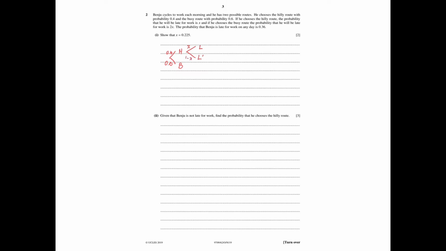Likewise for the busy route, we extend. We have L, which represents late. The probability is 2x, whereas L prime represents not late with probability 1 minus 2x. Now let's look at the question again.